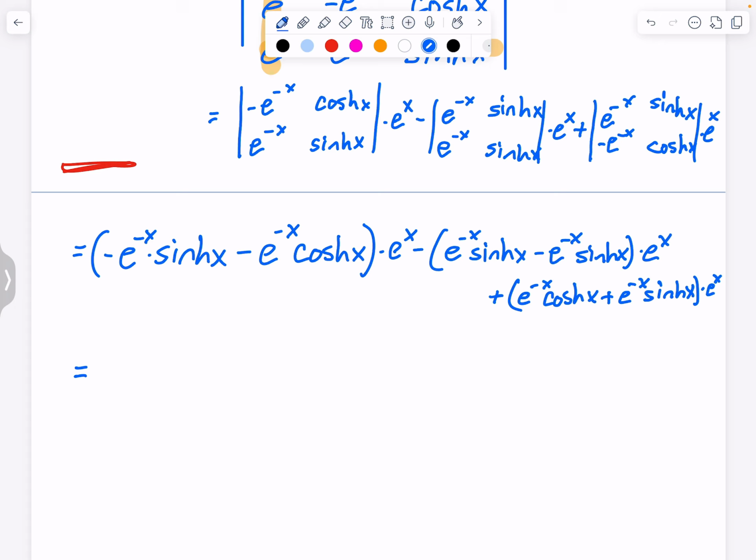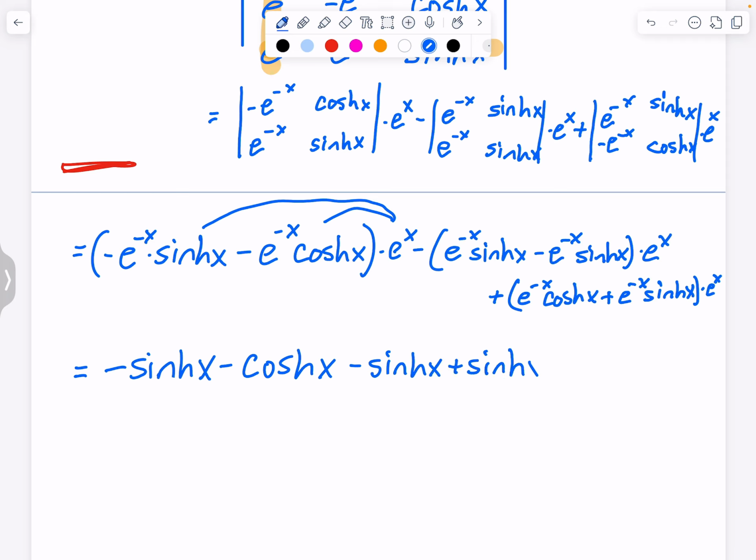Not really, it's just my notes. I chose a much simpler way. E to the x goes there, and those e to the x's are going to go away, and I'm going to get a negative sinh of x. Make sure you're putting x's on there. And then if I multiply, the same thing goes away, and I get negative cosh x. Okay, minus. The e to the x's are all going to go away here, and I'm going to get minus sinh x, and then plus sinh.